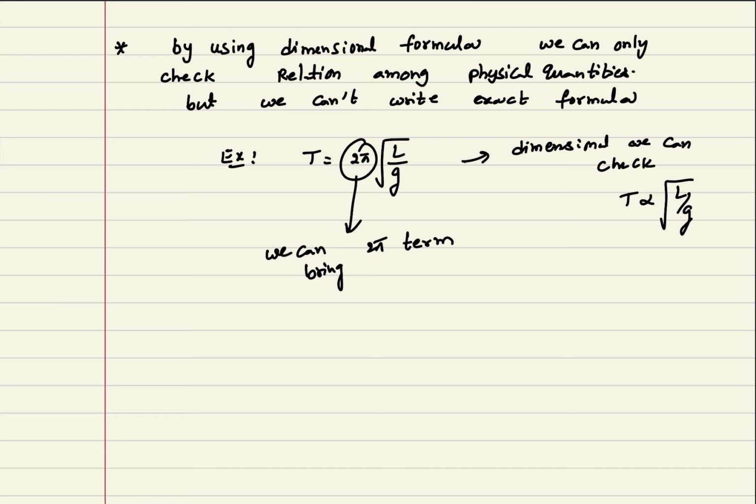What I am telling is, these numbers and any mathematical terms are dimensionless. Here 2 pi is dimensionless. That's why you cannot get the exact formula. But we can write how the time period depends on the length and g, that we can derive by using dimension formula.